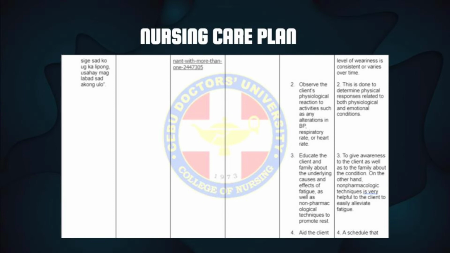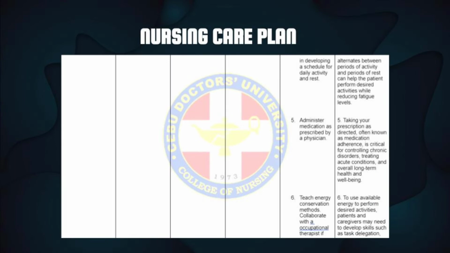The fourth intervention is aid the client in developing a schedule for daily activity and rest. This is done because a schedule that alternates between periods of activity and periods of rest can help the patient perform desired activities while reducing fatigue levels. The fifth intervention is administer medication as prescribed by a physician. This is because taking your prescription as directed, often known as medication adherence, is critical for controlling chronic disorders, treating acute conditions, and overall long-term health and well-being.